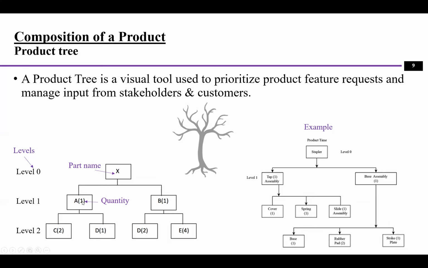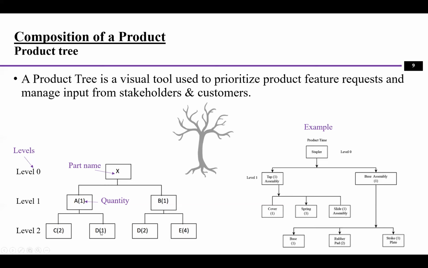See here, there are parentheses. In the parentheses is a number, and it shows that for each X, how many A's and how many B's. And same with this part. C, parentheses 2 and D, parentheses 1, which means that for each A, there are 2 C's and 1 D. Well, what if I change this number, A's parentheses, from 1 to 3? The numbers for C and D are still the same because this is for each A.